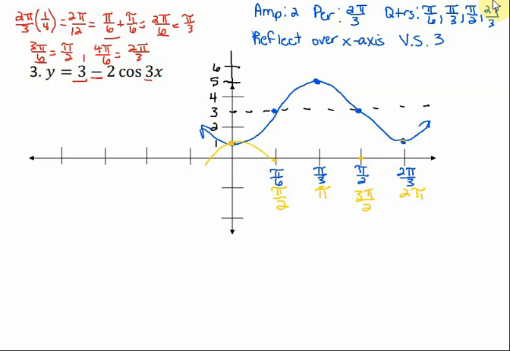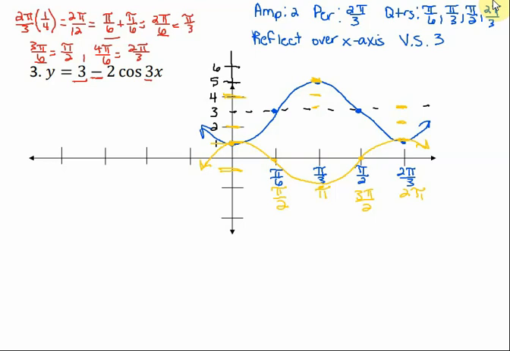Okay, so this is what the parent function would look like. So if we think about the changes that were made to that parent function, instead of just going up and down 1, here it goes, here's 4, here's 2, so it's a difference of 2. We go up 2 spaces, 1, 2, and we go down 2 spaces, 1, 2. So we have that amplitude of 2.